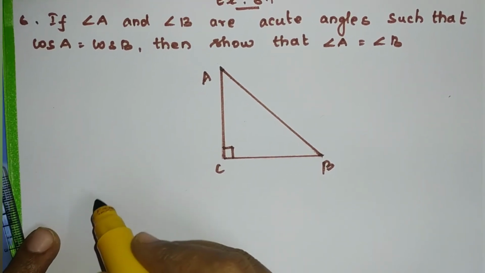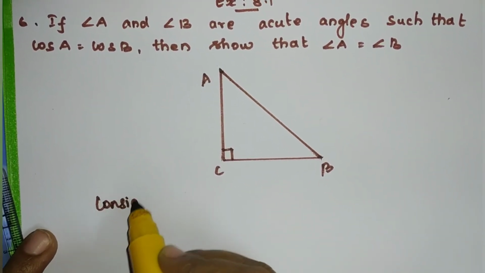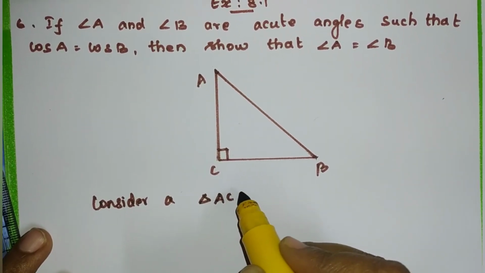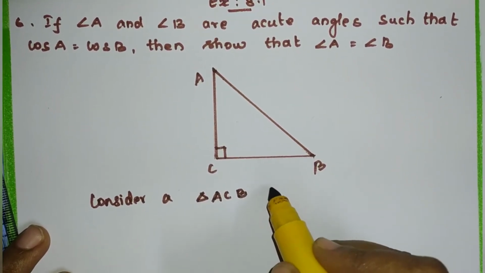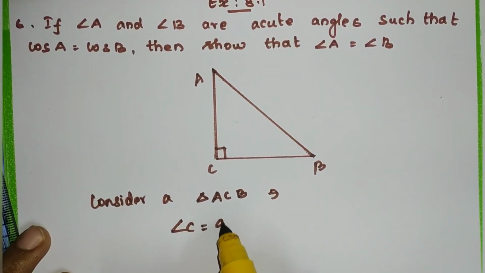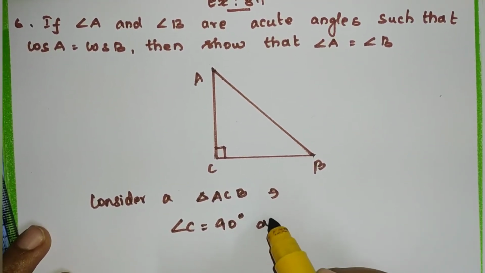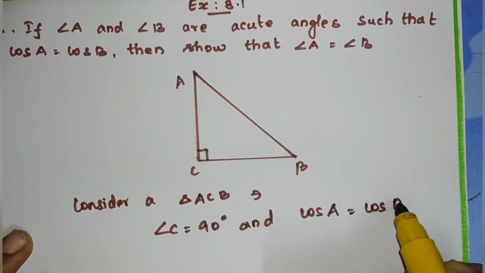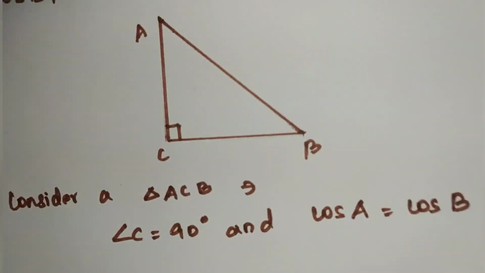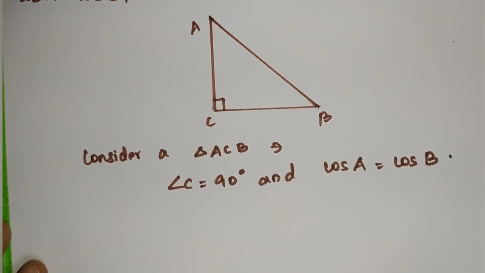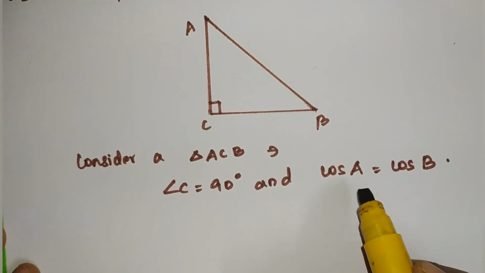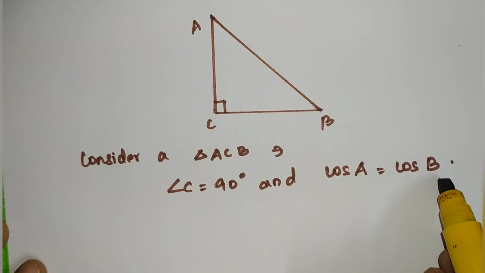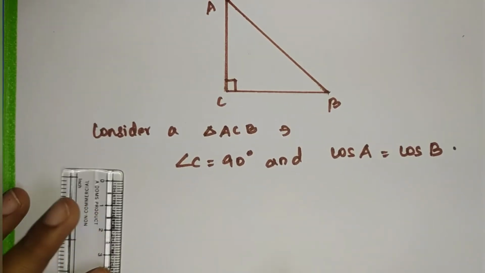So consider a triangle ACB such that angle C is equal to 90 degrees, and in the given they said that cos A is equal to cos B. So first you have to find which one is cos A and cos B separately. So for that I am going to draw the figure again.